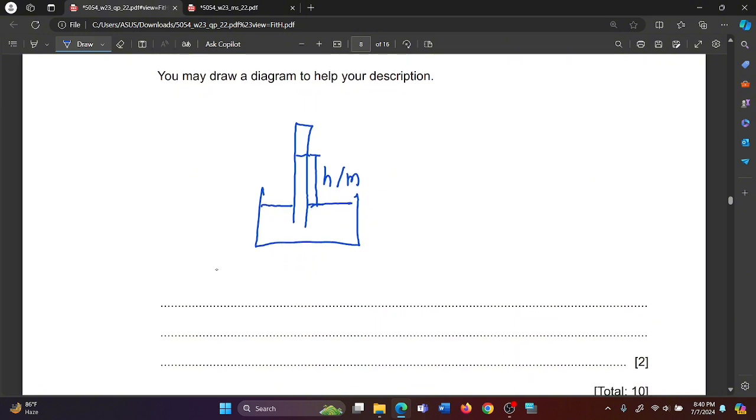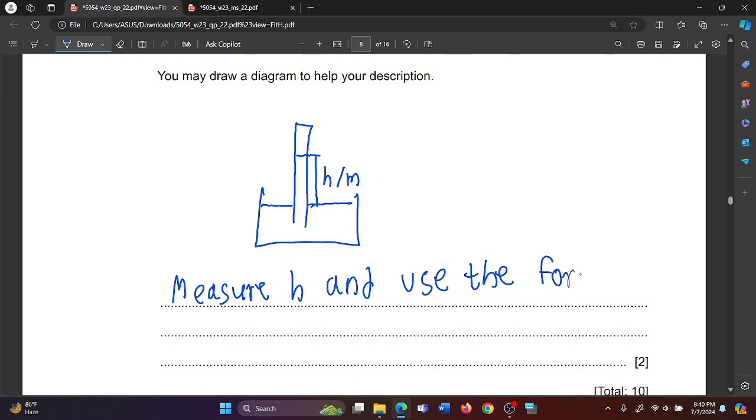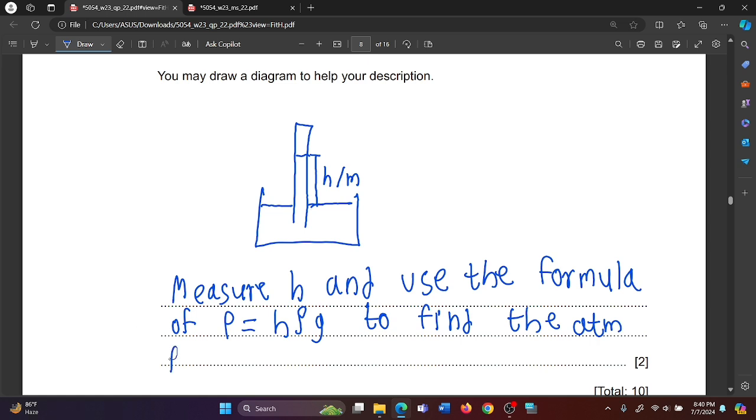Now I just simply write measure h, and then use the formula of pressure is equal to h rho g to find the atmospheric pressure, ATM pressure. Here rho means density of liquid.